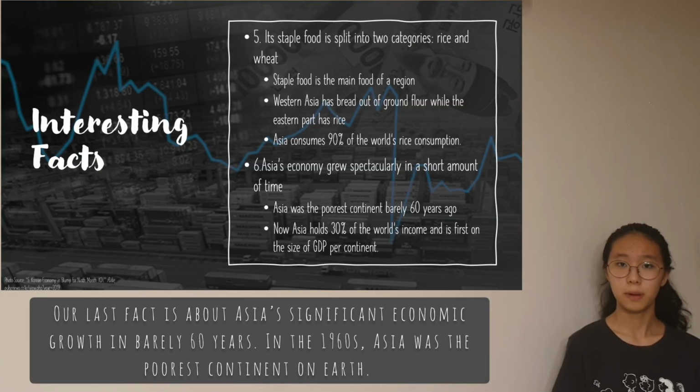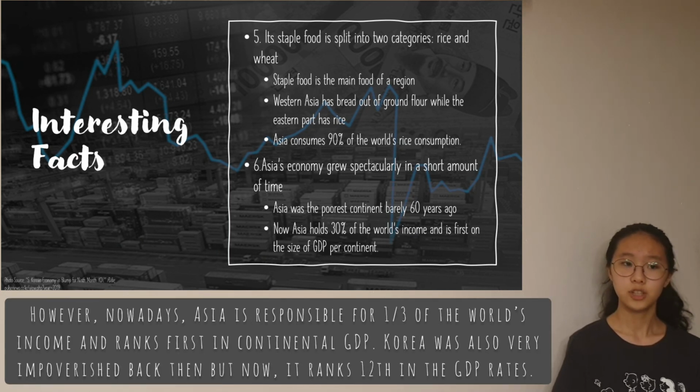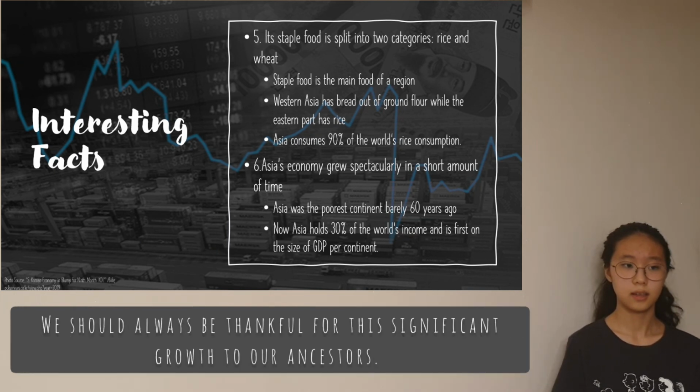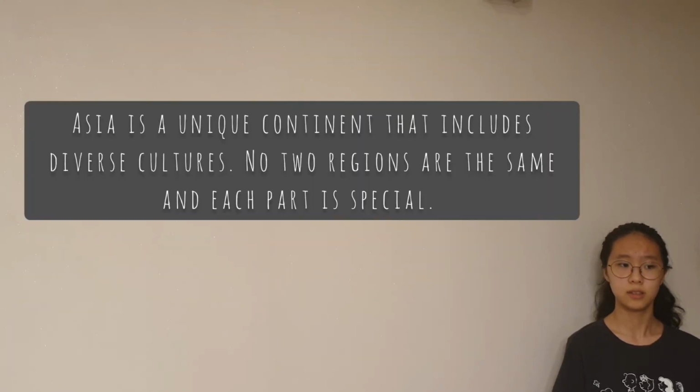Our last fact is about Asia's significant economic growth in barely 60 years. In the 1960s, Asia was the poorest continent on Earth. However, Asia is now responsible for 1/3 of the world's income and ranks first in the continental GDP. Korea was also very impoverished, but now it ranks 12th in GDP. We should always be thankful for the significant growth to our ancestors.